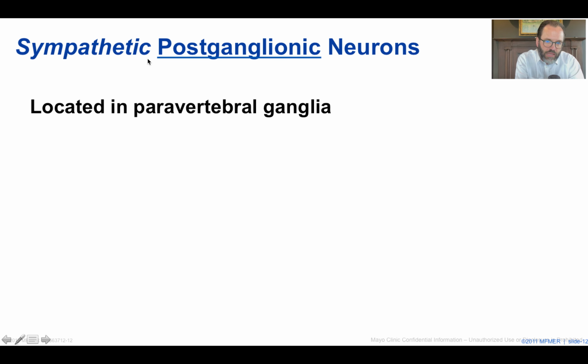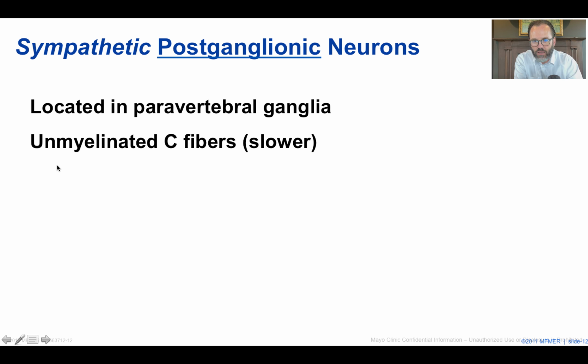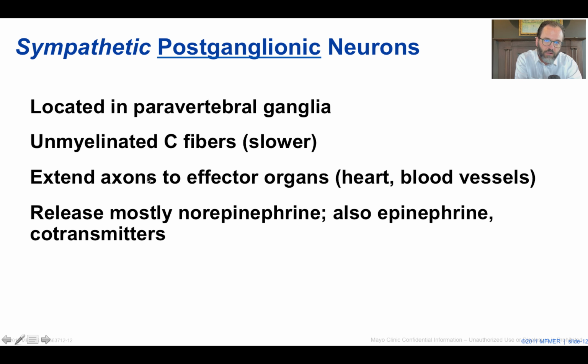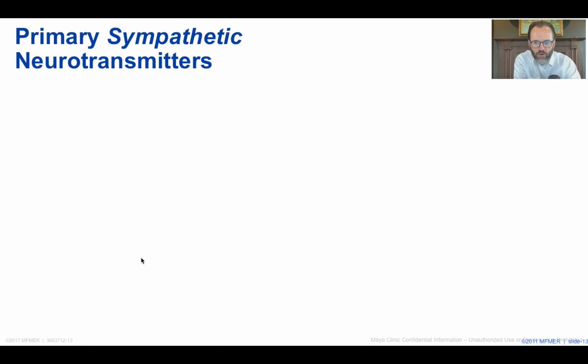With sympathetic postganglionic neurons, those are located again, synapses in the paravertebral ganglia. They are predominantly unmyelinated C fibers, so these are much slower transmitting than what you would have for a myelinated fiber. And those then have axons that extend to effector organs, such as the heart and blood vessels. And as mentioned before, the predominant neurotransmitter being released is norepinephrine. There is some release of epinephrine and other co-transmitters, such as neuropeptide Y, but those are secondary as compared to norepinephrine.